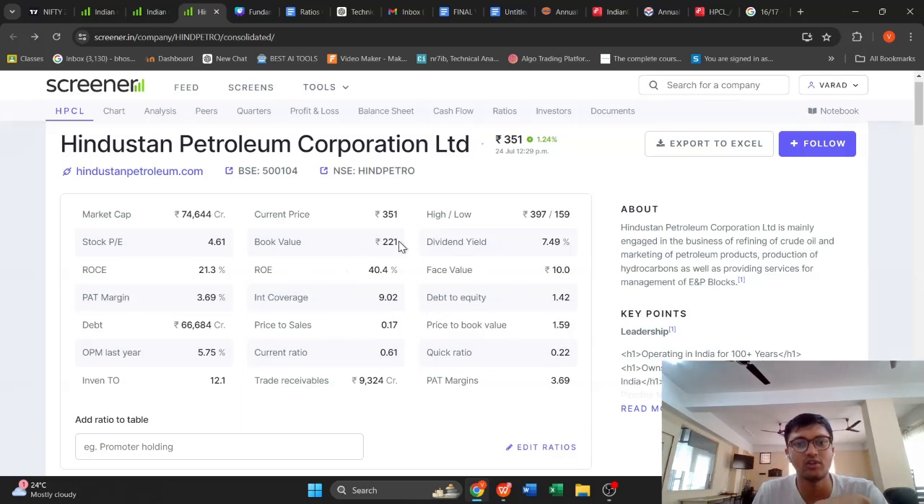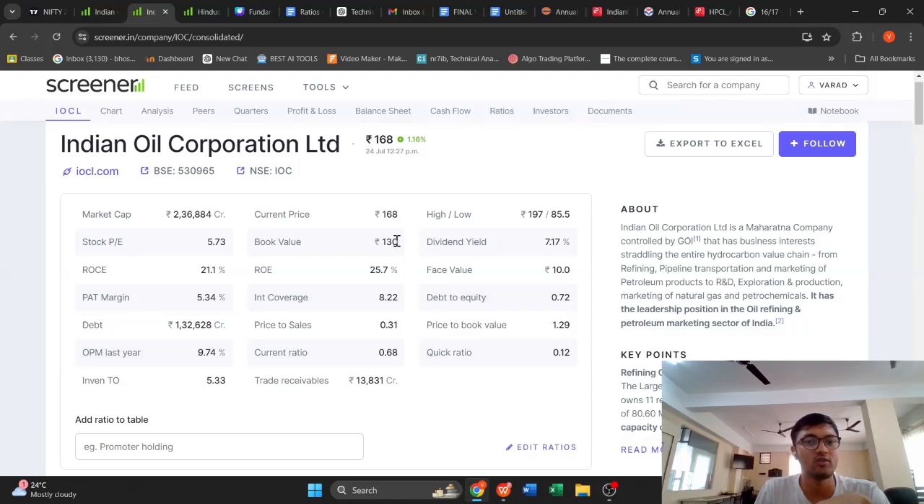The book value of the HPCL share is 221 and the share price is 351. It's actually a very good company. The book value of IOCL is 130 and the current price of the company is 168. So comparing both of them, IOCL is better in case of price to book value, because the lesser the number, the better it is.